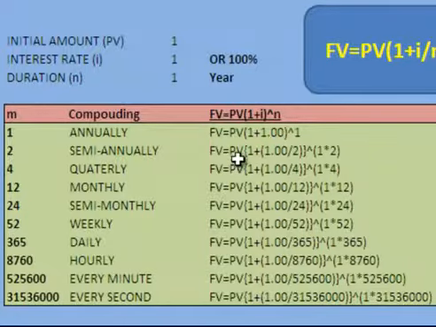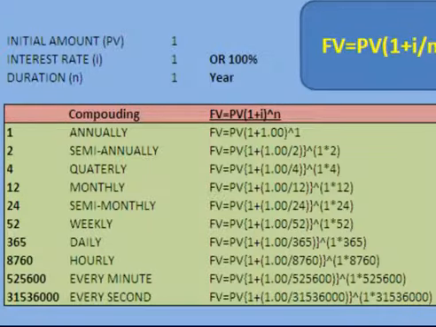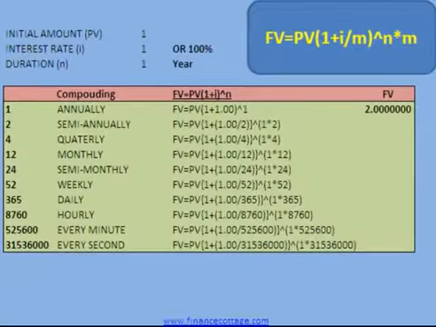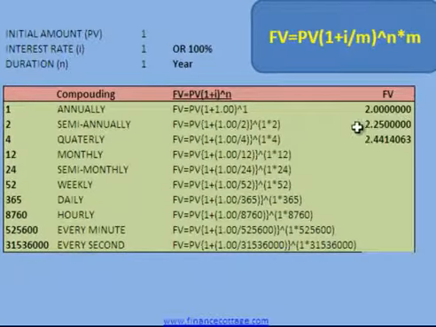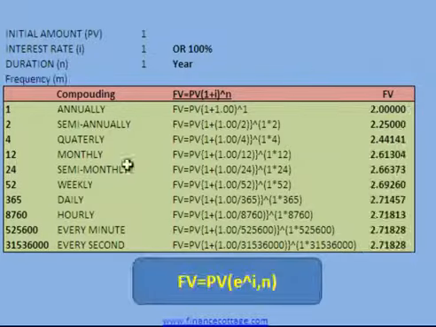So what is the future value in case of annual compounding? In case of annual compounding we have already calculated the future value equals 2. What in case of semi-annual and quarterly compounding? In case of semi-annual compounding the future value of $1 would be 2.25. In case of quarterly it is 2.44, and in case of monthly compounding you can see the value of $1 equals 2.613, and semi-monthly 2.66, and again 2.69 for weekly. For daily it is 2.714, for hourly it is 2.718.